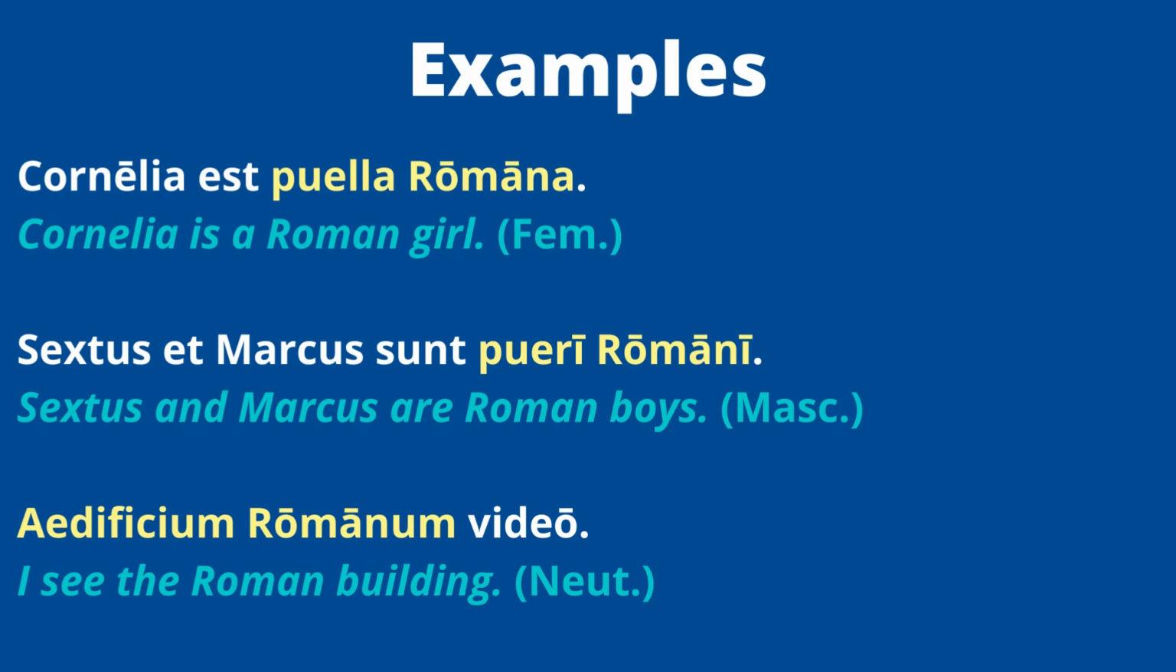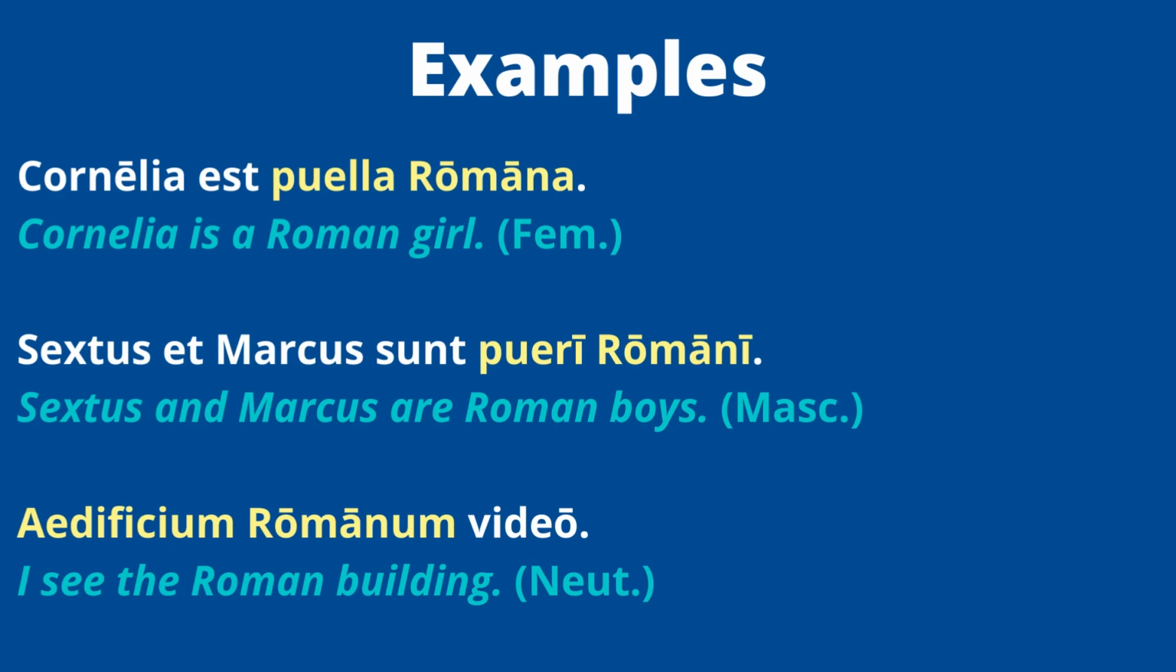Then you have Sextus et Marcus sunt pueri Romani. Now I'm saying Marcus and Sextus are Roman boys. I changed the gender to masculine because I'm talking about boys. So my adjective ending went from Romana, which is feminine, to Romani, which is masculine, right? It's matching pueri. And last, we have Edificium Romanum video. I see the Roman building. Edificium and Romanum are the same gender. They're neuter, right? They're different from the first two.